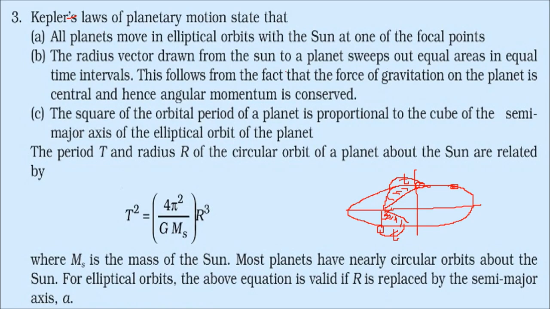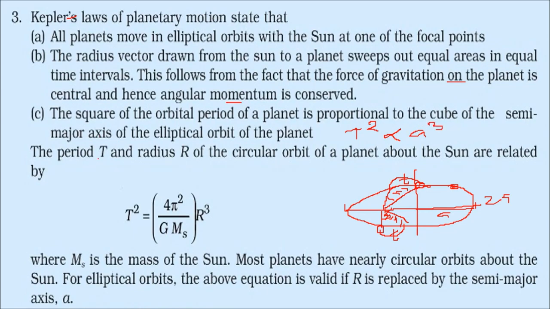So this follows from where? From the fact that the force of gravitation on the planet is central. That is why the angular momentum is conserved. The square of the orbital period of a planet is proportional to the cube of the semi-major axis. If you take the distance from this point to this point as 2a, this will be a. So T square will be directly proportional to a cube.